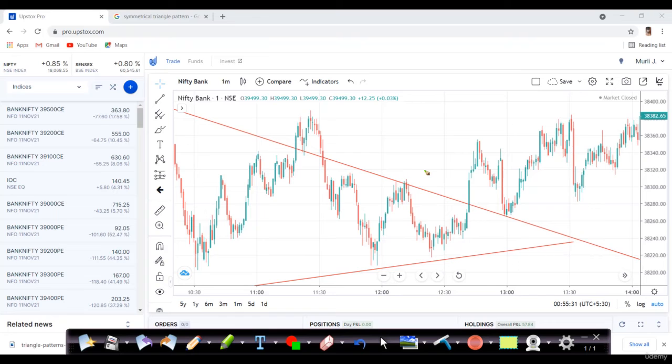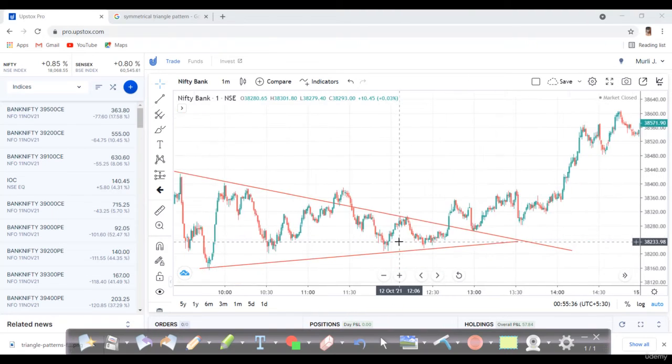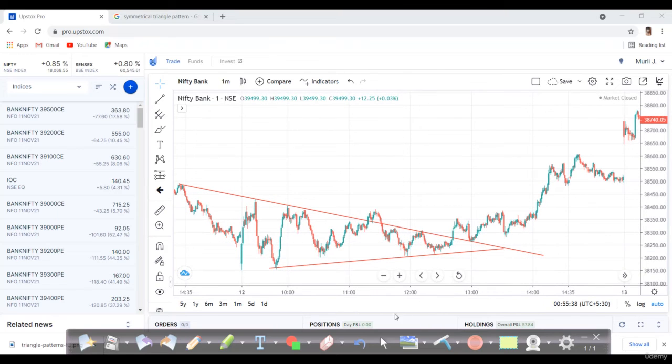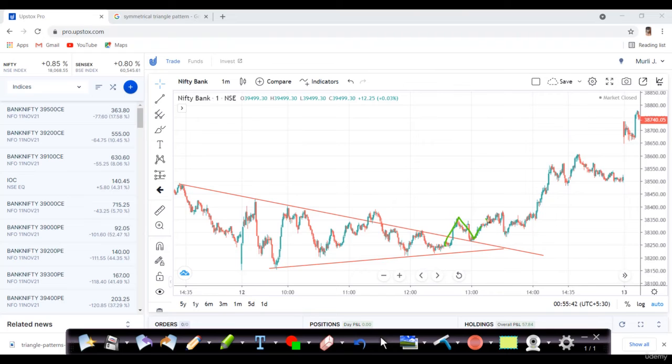Now another entry point is, as discussed earlier, suppose the market breaks this one, takes support here, and again breaks this one. Enter at this one, put the stop loss below somewhere around this one, and make an entry. After making the entry, you will get enough money.